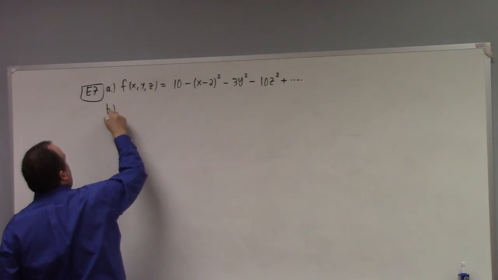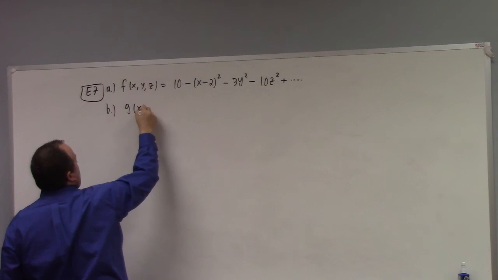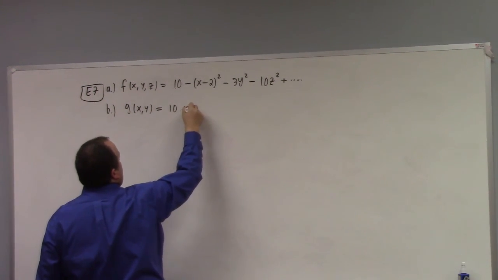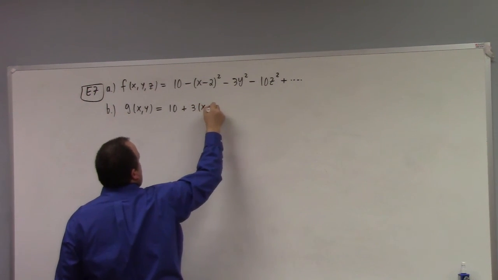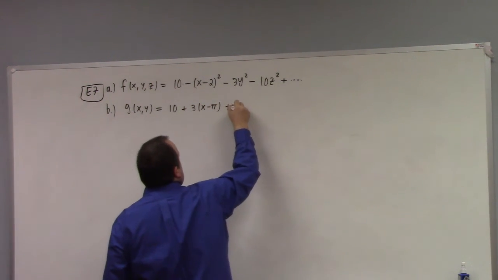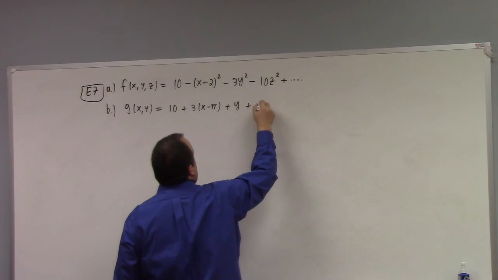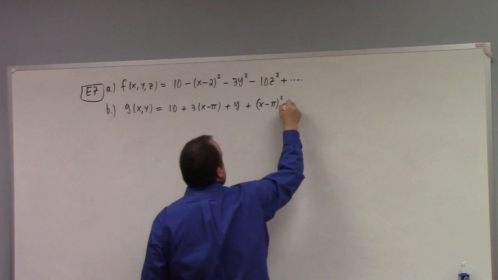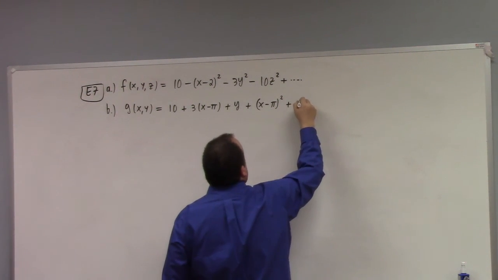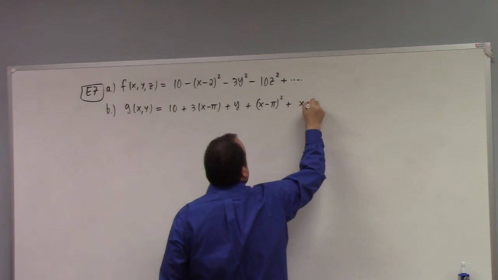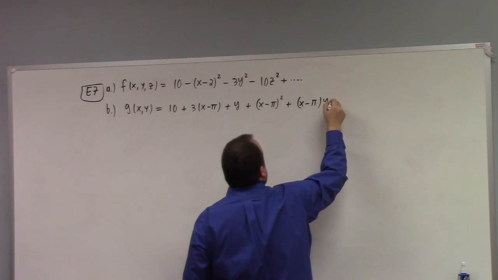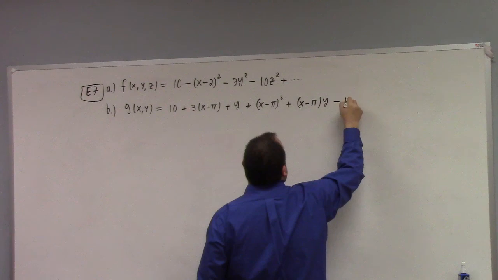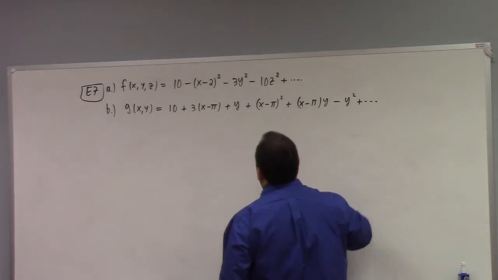And then part B, you've got g of x, y equal to 10 plus 3 times (x minus pi) plus y plus (x minus pi) squared plus (x minus pi) times (y minus ...) plus y squared plus dot dot dot.